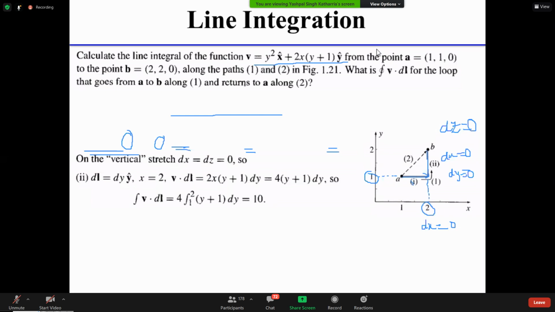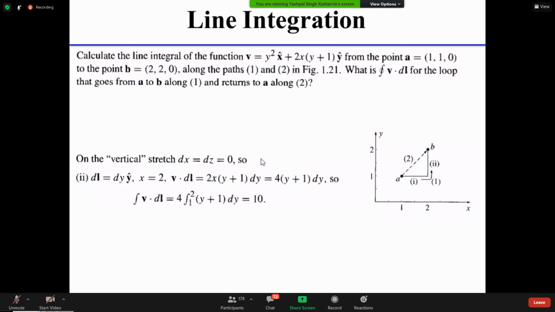And now if you write down this whole path integration along path 1, what is it? This path integration will be the integration along the first segment plus the integration along the second segment. So that should give you the sum of the two integrals that we have calculated here.